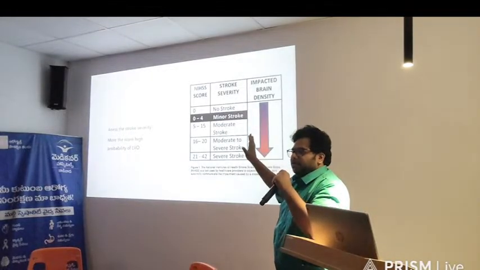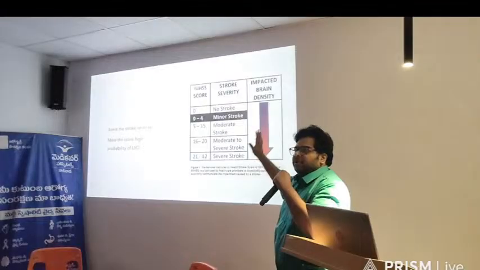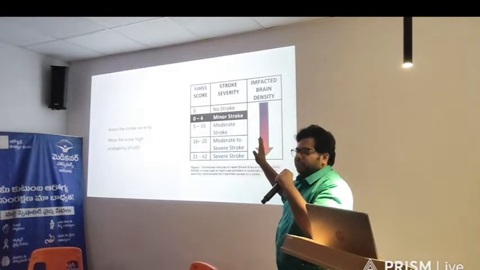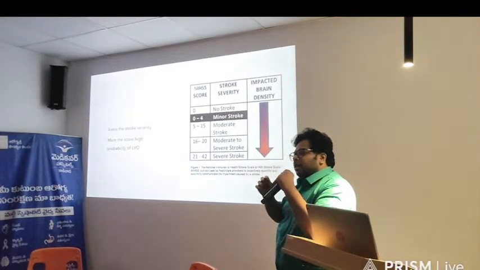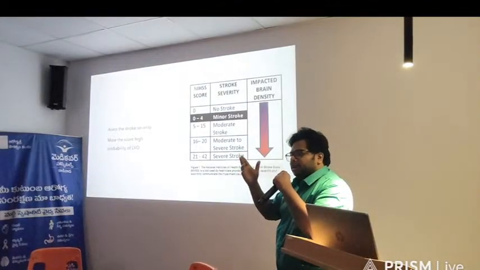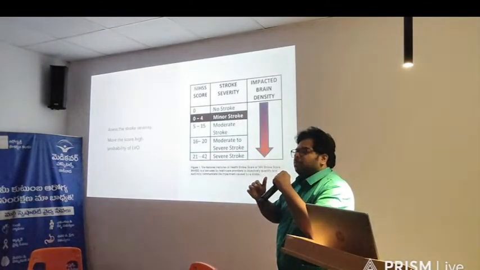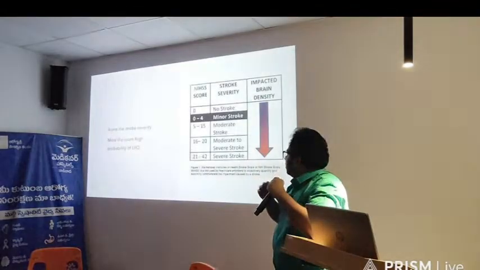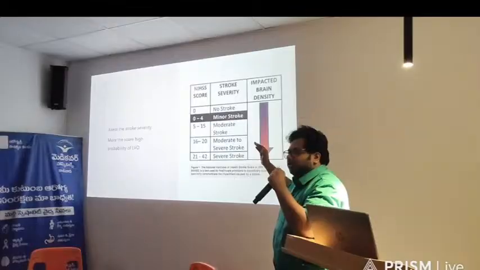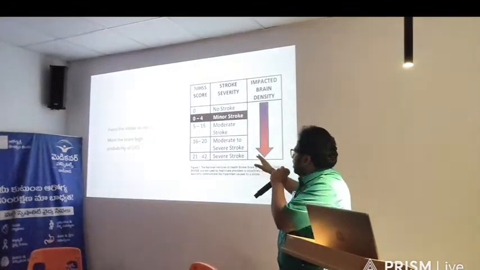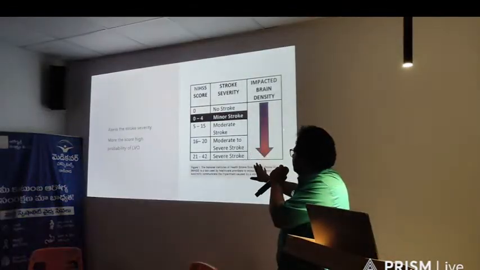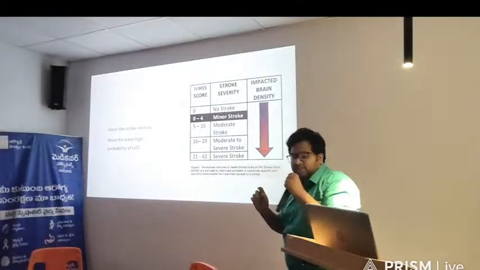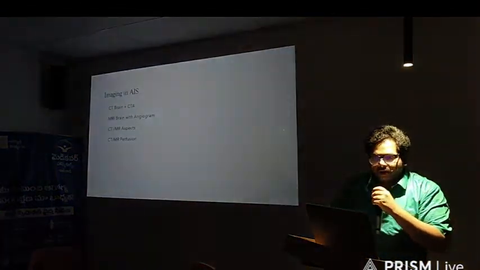So if NIHSS is less than 5, it's better to wait for IVT or intervention because it is a minor stroke. Many studies have offered IV thrombolysis and mechanical thrombectomy in low NIHSS scores, but the benefit is less compared to the complications and damage to the patient. So 5 to 15, if NIHSS is more than 5 to 6, yes, we can offer intervention, 16 to 20 is moderate to severe stroke, and about 21 to 42 is a severe stroke.